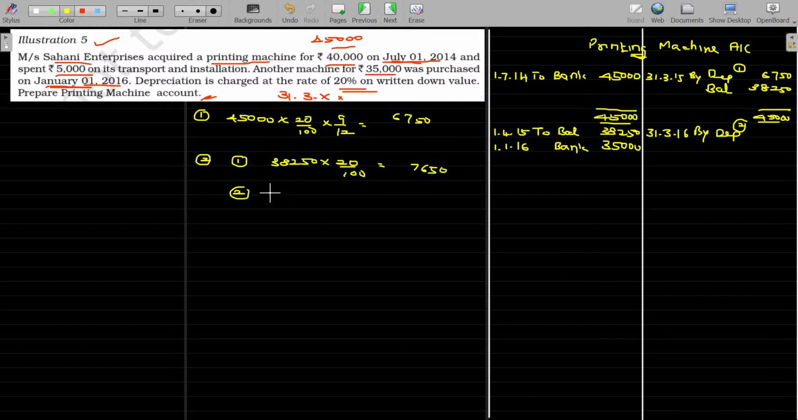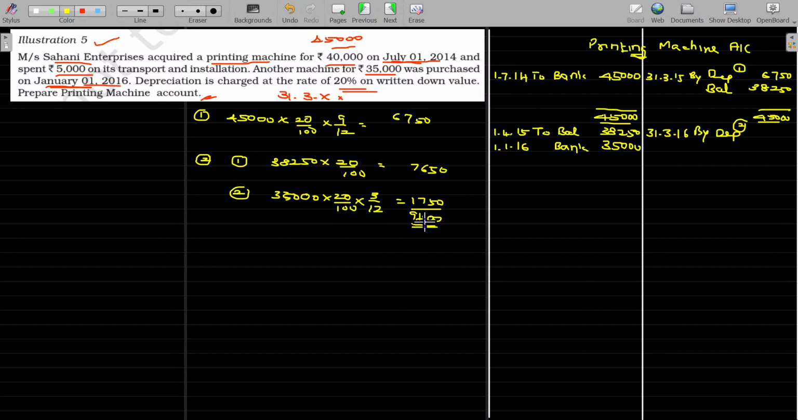Second asset also purchased sometime later for 35,000. This will also be subject to depreciation, but eligible for only 3 months, as it is purchased on 1st January and ends on 31st March. 3 months depreciation will be calculated here. So 35,000 into 0.2 divided by 4, the answer being 1,750. The overall value being 9,400.